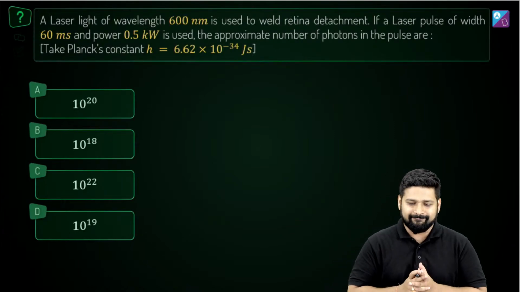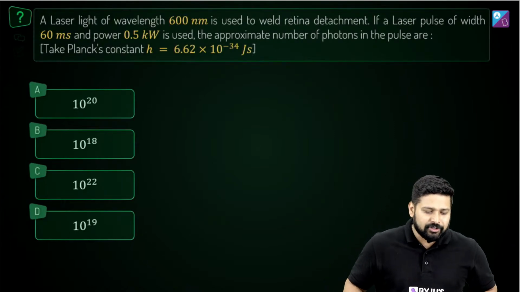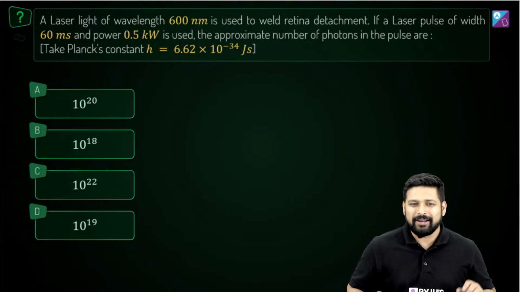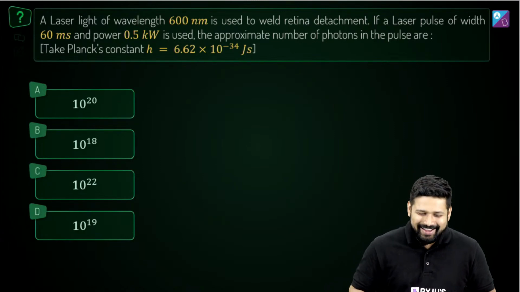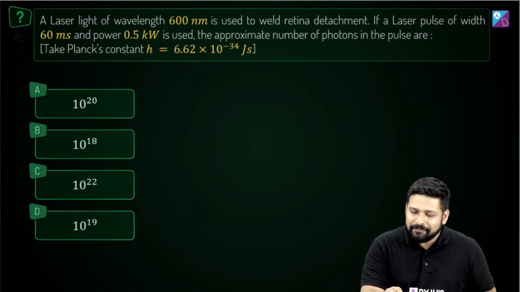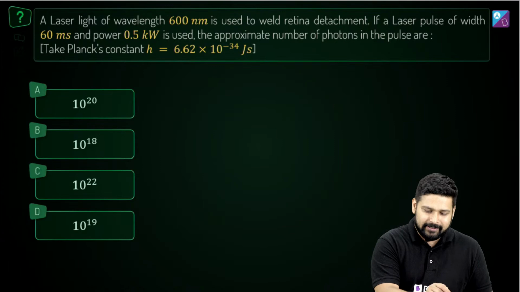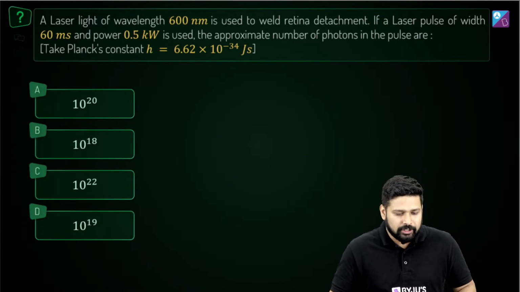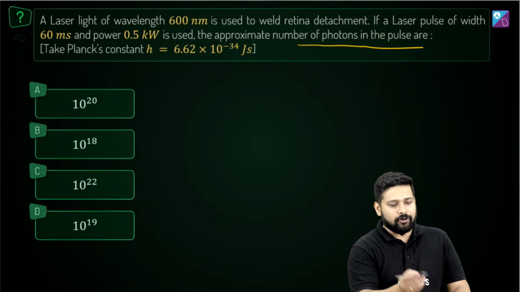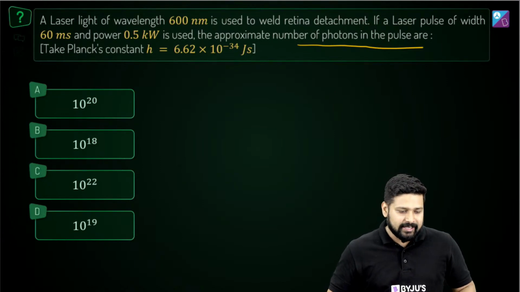Next question. What is this question? The question says a laser light of wavelength 600 nanometer is used to weld retina detachment. I don't care what it is used for. Okay, I just want to solve the question. But it is used to weld retina detachment. If a laser pulse of width 60 millisecond and power of 0.5 kilowatt is used, the approximate number of photons in the pulse are, okay, take Planck constant as h is equal to 6.62 into 10 to the power of minus 34.